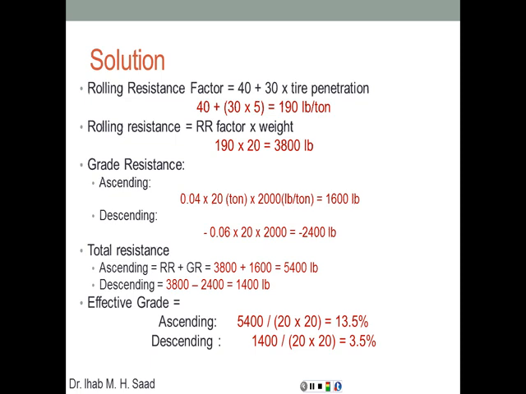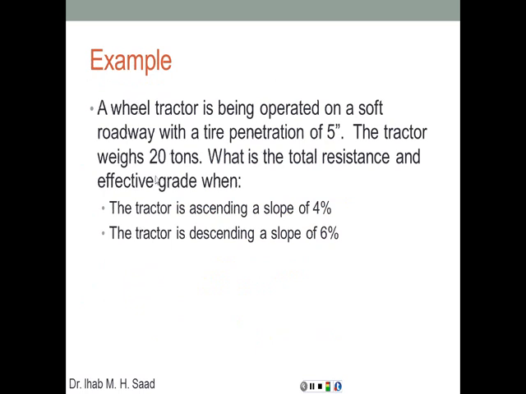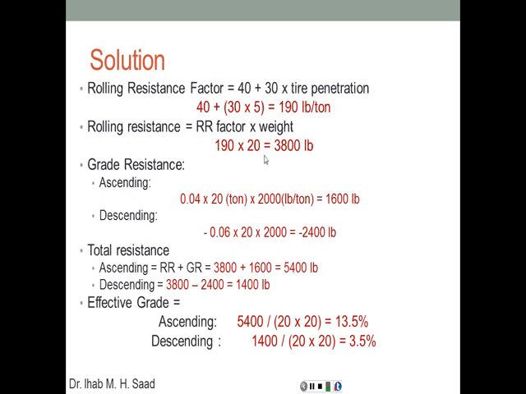So the rolling resistance factor is going to be 40 plus, that's the constant, 40 as if you're moving on asphalt, plus 30 pounds per ton times the tire penetration. So 40 plus 30 times 5, that's 190 pounds per ton. That's the rolling resistance factor. The total rolling resistance is the total resistance factor times the weight of the equipment. The weight is 20 tons, so 190 times 20, which gives a total of 3,800 pounds.